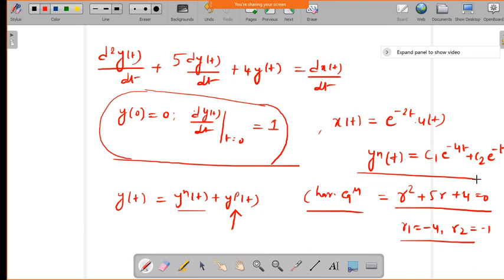Now, find out the particular solution. So, tell me the particular solution. What is the form of the particular solution? Since the input is given as e power minus 2t, the particular solution will be in the form of k into e power minus 2t. Okay. Now, put the value of y(t) in this equation, so we will get the value of k. So, find out the value of k.